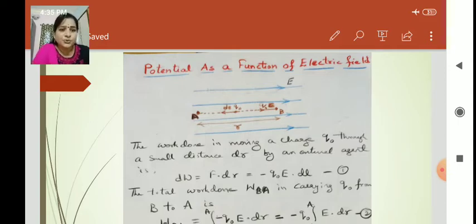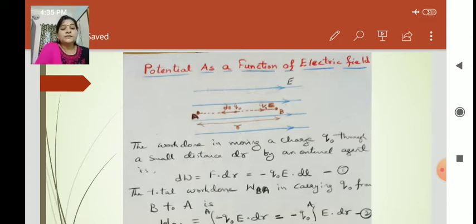Some test charge Q naught is to be moved from B to A. In order to move this test charge from B to A, we are assuming this test charge Q naught in this electric field E. Let the distance between these 2 points be R. Now let the charge Q naught be moved through a small distance dr.